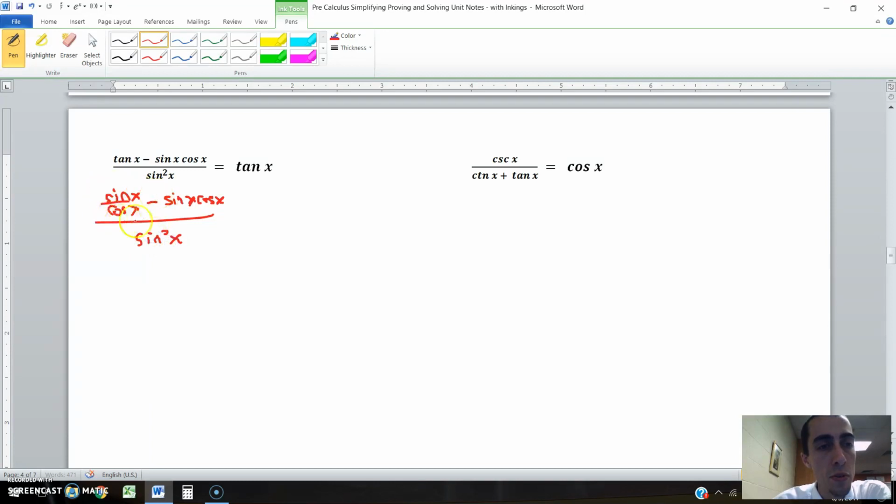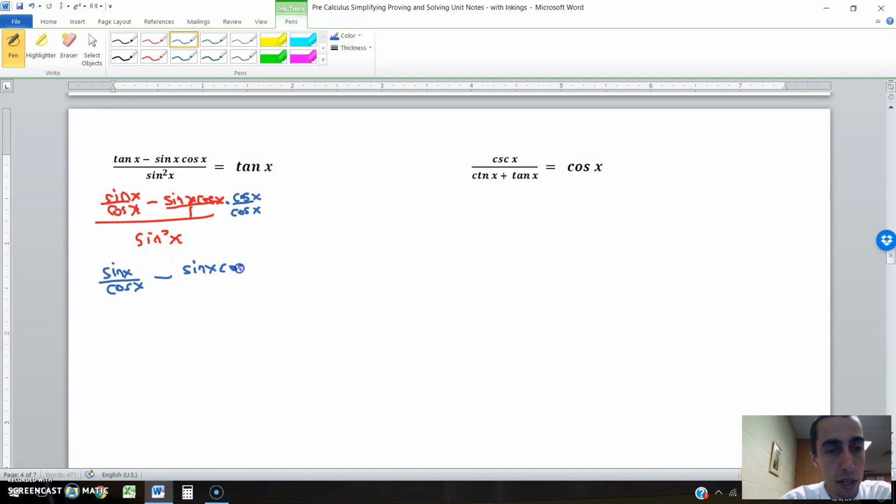Next, we look up in our numerator and we see that I've got a fraction minus something else. So let's change that second term into a fraction and then get common denominators. Common denominator is going to need to be cosine of x. So multiply that second fraction with cosine of x on the bottom and on the top. When we do that, our entire expression will look like this.